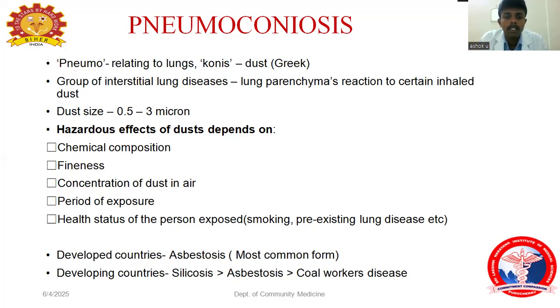The health status of the person exposed, whether he's a smoker. If he's a smoker, then it makes him more vulnerable to developing the particular health disease. And any pre-existing chronic lung disease, asthma, anything can put the person at a greater risk of developing the occupational health problem. In developed countries, the most common form of occupational health problem is asbestosis, and in developing countries, the most common is silicosis, followed by asbestosis and gallbladder disease.